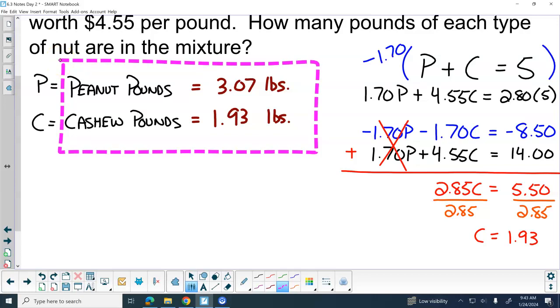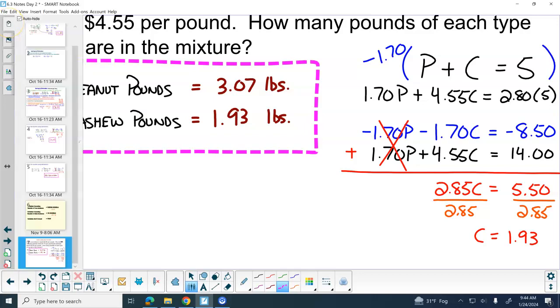Now, those of you with calculators can check that out. 3.07 times 1.7, and then plus 1.93 times 4.55. Why do you have to throw stuff at me right now? I expect that out of Lincoln after I just picked on him for not being on his phone, finally. Does it check out? I think that was it.